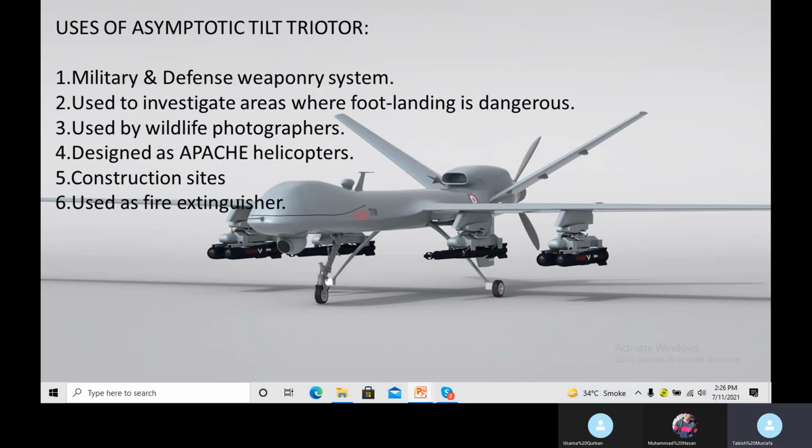The UAV has 6 degrees of freedom and 4 control inputs, which include the 3 rotational speeds and 1 tilt of the rear servo. It is used in military reconnaissance, investigation of aerial views such as volcanic eruptions. It is also used by wildlife photographers and also used as a fire extinguisher.